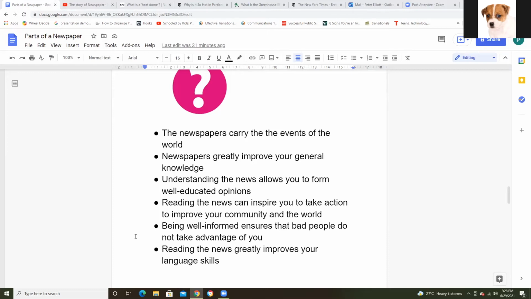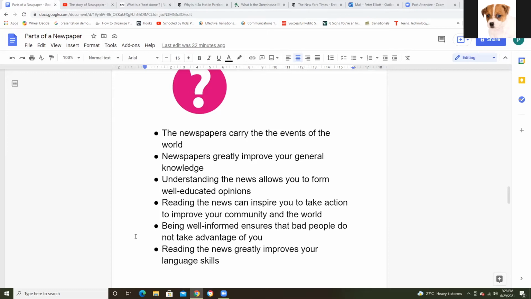Next, being well informed ensures that bad people don't take advantage of you. In this world of ours, there are bad people, and those bad people are going to try to take advantage of you. They're going to try to get something from you. And often they're successful because you don't know why you shouldn't do it. Newspapers will empower you with the knowledge to know that you shouldn't listen to this person and you shouldn't follow that person.